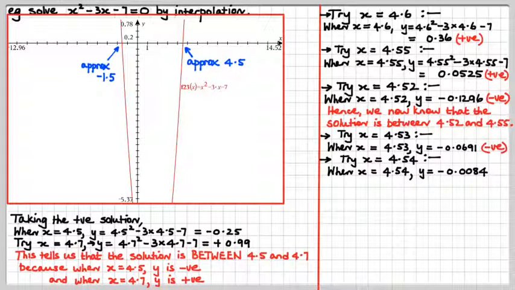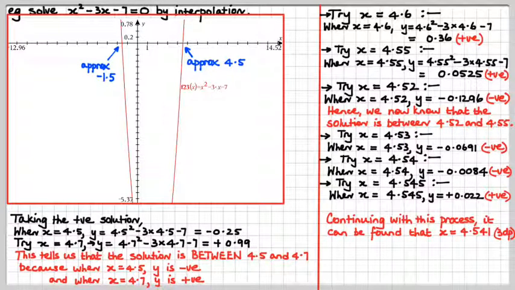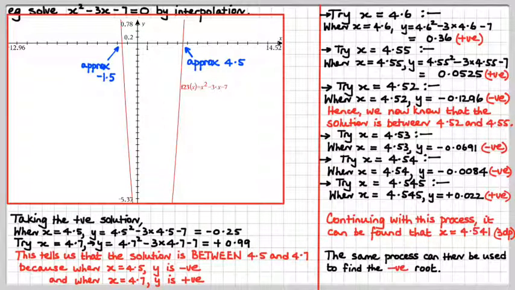We must be getting very close now. Look at that. Y is minus 0.0084. If we're still not happy, we could split the difference again between 4.54 and 4.55, that is our negative and our positive latest reference points, and go for 4.545. And my goodness, we get 0.022, so it's got to come back a little bit to the left of 4.545. And continuing this process, if you want to drive yourself crazy and keep doing it a few more times, you'll get 4.541.